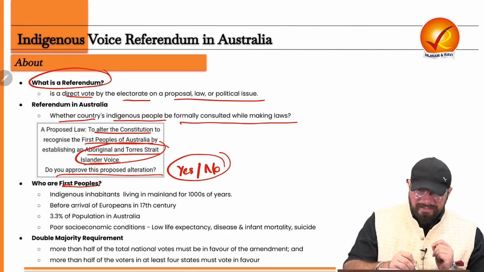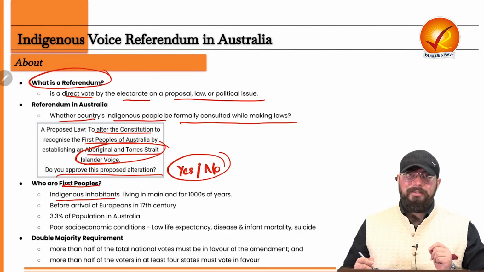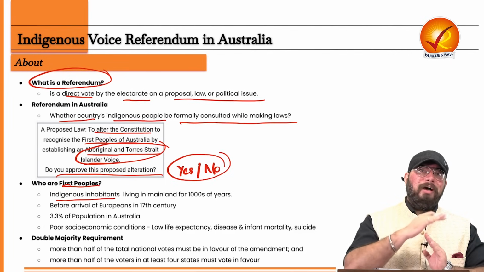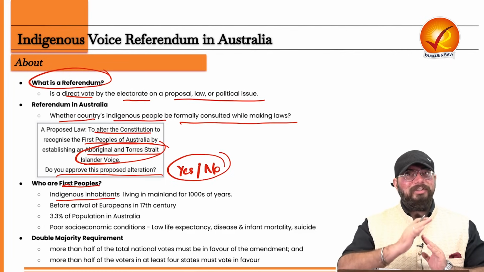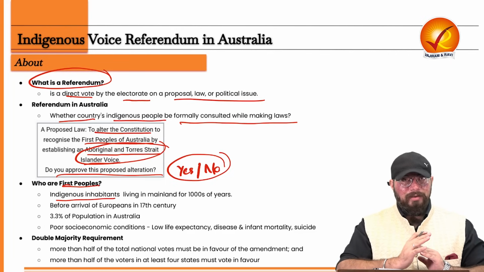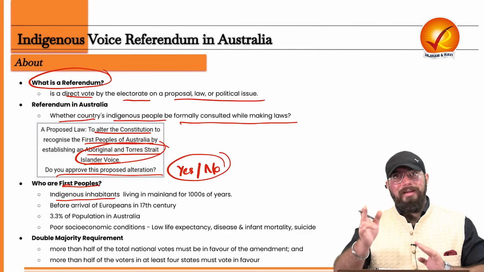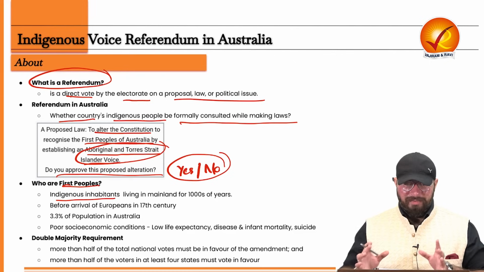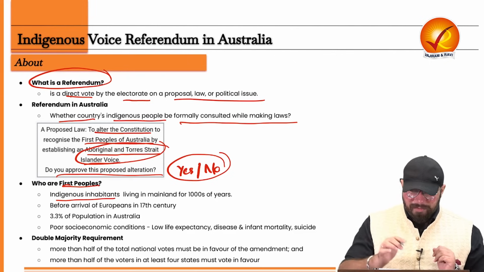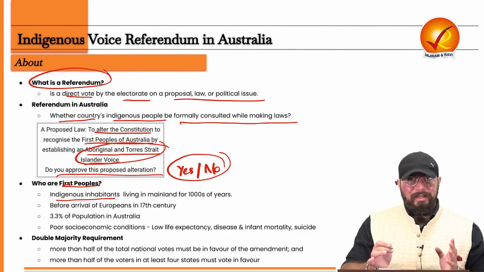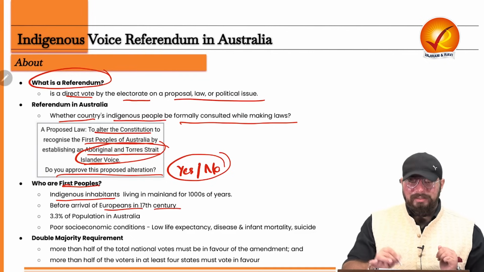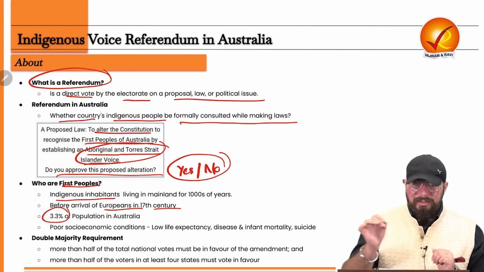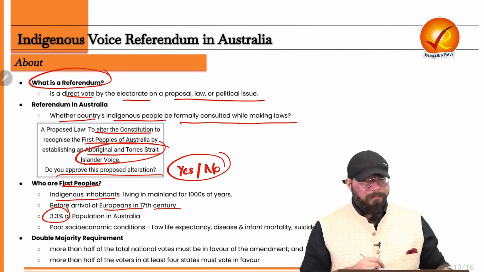First peoples are basically the indigenous inhabitants, that is the inhabitants who have been living in Australia for thousands and thousands of years. That is indigenous tribal people as well. So those people, should they be recognized and should they be given a separate voice or not? That is the main issue for this referendum. Now, these people were living in Australia before the arrival of Europeans in the 17th century. And they constitute close to 3.3% of the population in Australia.